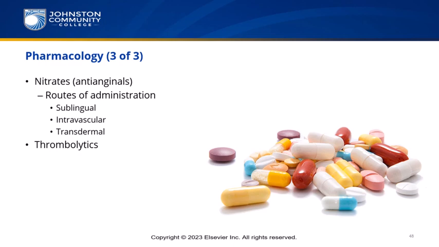Then lastly, we have thrombolytics. Remember, thrombo means clot and lytic is pertaining to breaking down. These are drugs that aid in the dissolution of blood clots, also known as clot busters, which are used to treat obstructing coronary thrombi. Thrombi is plural for a clot. Examples are tissue plasminogen activators, known as TPAs, streptokinase, alteplase, reteplase, and tenecteplase.